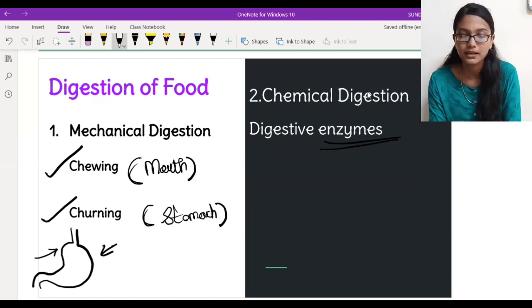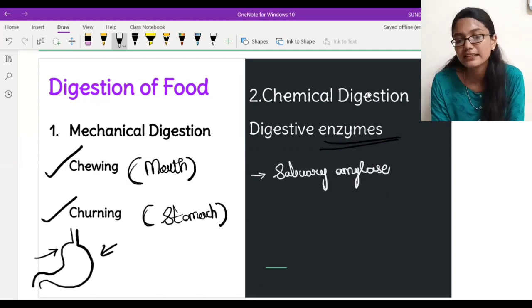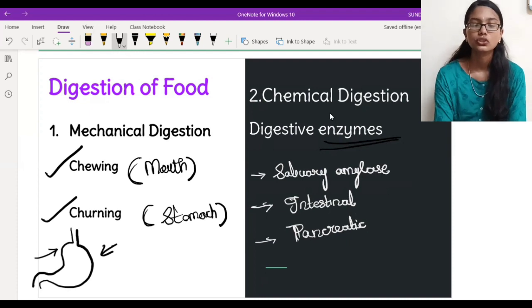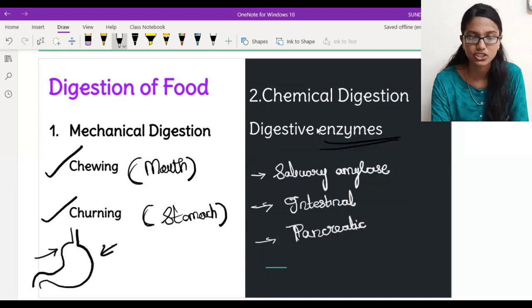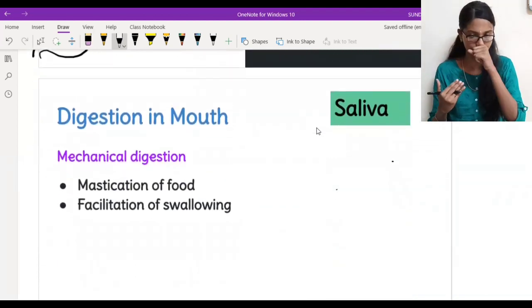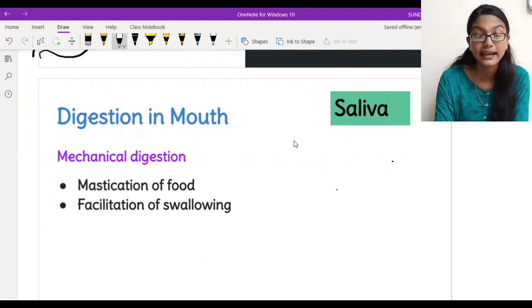For example, salivary amylase, and intestinal enzymes are present, pancreatic enzymes are present, a lot of enzymes are present. We'll be studying those in detail whenever they are discussed. So these are the two major processes, mechanical digestion and chemical digestion. Now let us understand how digestion takes place in different parts of the alimentary canal. First, digestion in the mouth.